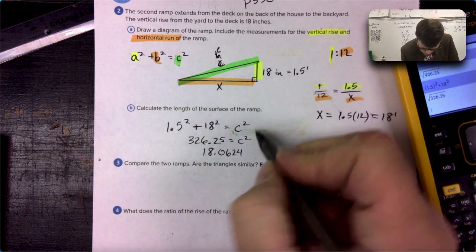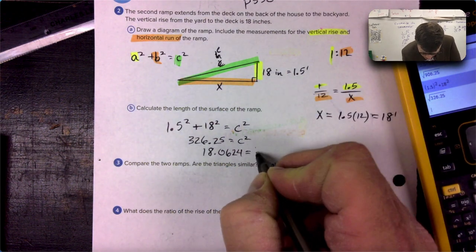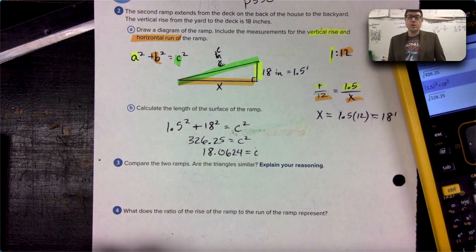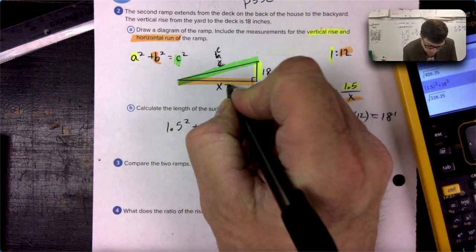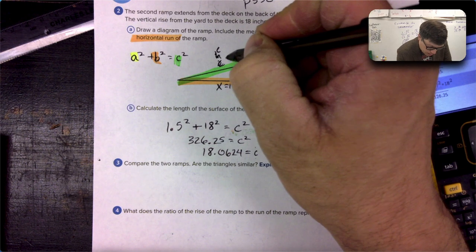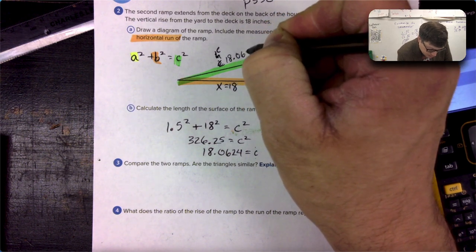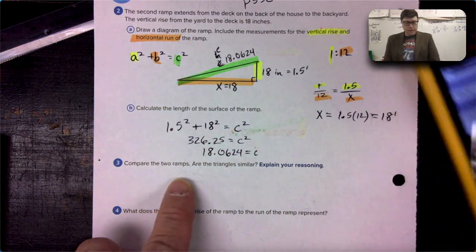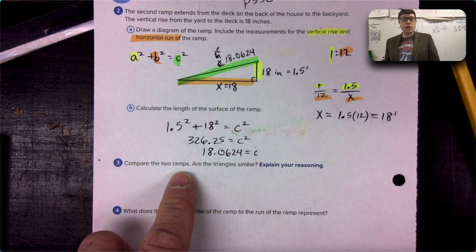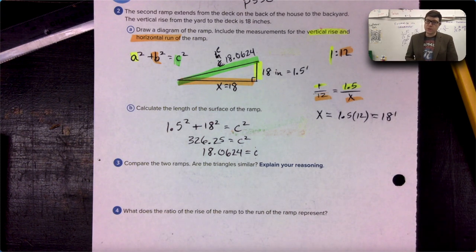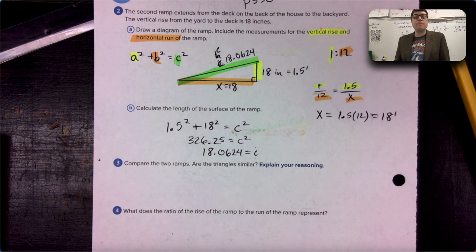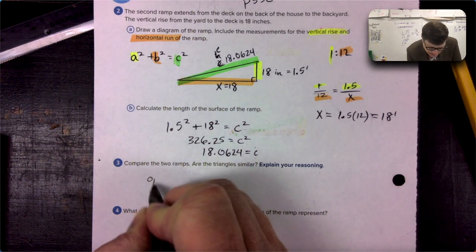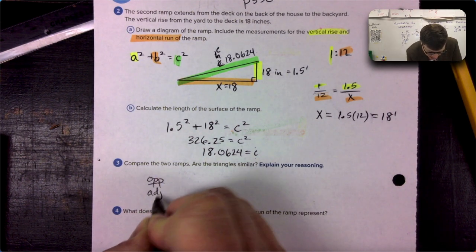18.0624. That is the length of the ramp. So this is 18 on the horizontal run, but the length of the ramp is 18.0624. Okay, compare the two ramps. Are the triangles similar? In order for us to compare the two ramps, all we have to do is compare the ratio of opposite to adjacent sides.